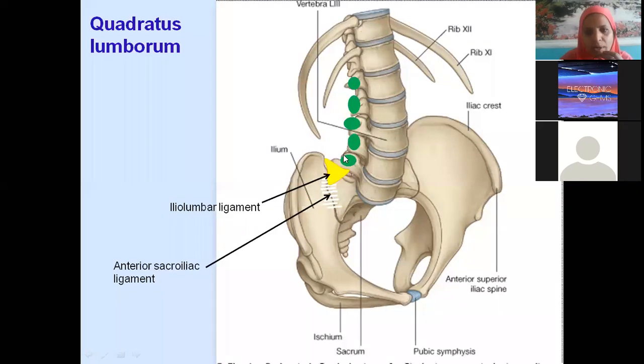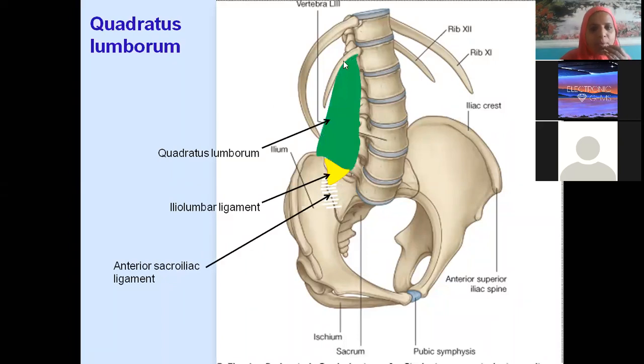And now as you move on, what are these green dots? Where are they shown? From the picture we can make out they are the transverse processes. In the lumbar vertebra, these are the transverse processes and these are the tips of the transverse processes. And this point is the iliolumbar ligament, connecting the lumbar vertebra and the ilium bone. And also the anterior sacroiliac ligament. Why are all these names shown? Because now let us see the origin of this quadratus lumborum.